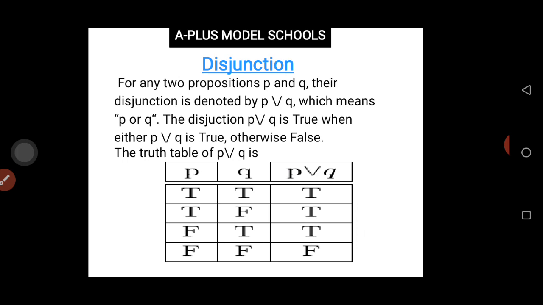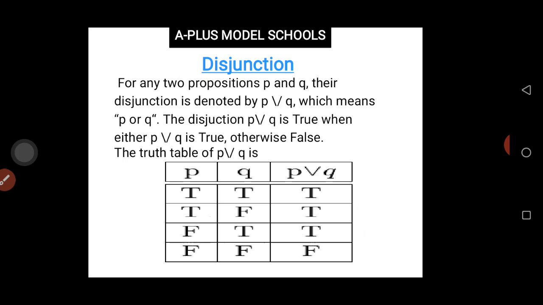Now let's look at the truth table of P or Q. Now, P is true, Q is also true. Then P or Q will also be true. Why? Because one of them must be true, and the two of them are now true. So definitely P or Q will also be true. Now when P is true, Q is false, P or Q will also be true. Why? Because one of them is true.